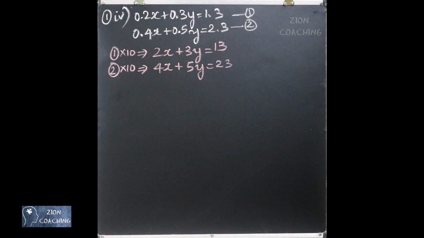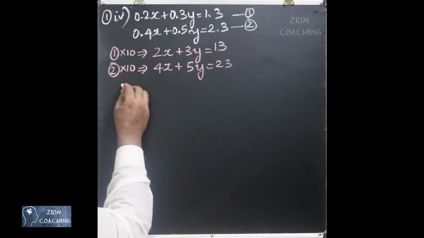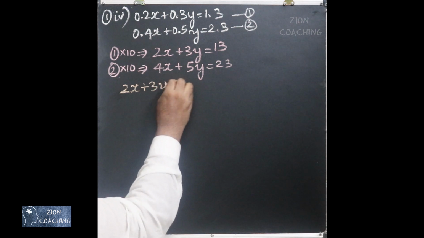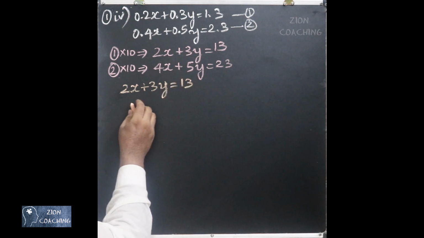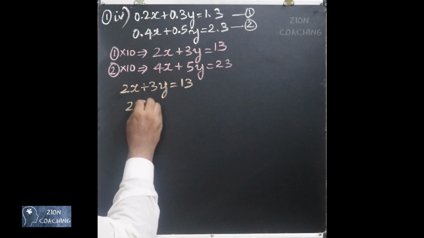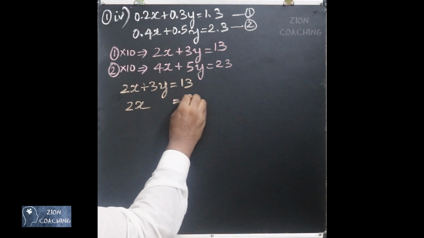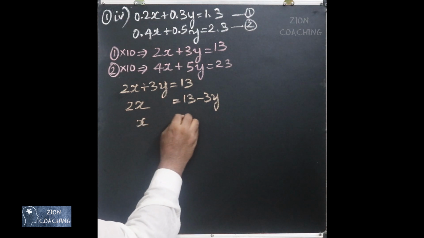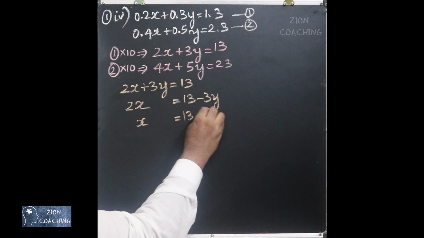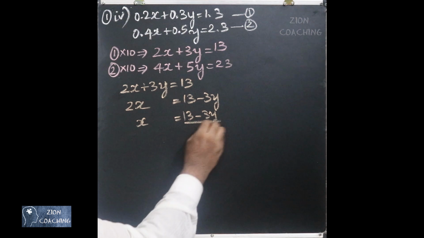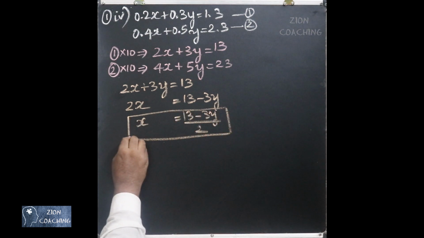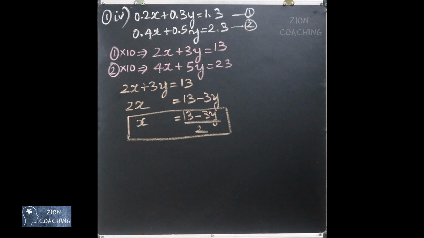Now, taking the first equation, we have 2x plus 3y equal to 13. So, 2x equal to 13 minus 3y. So, your x value is going to be (13 minus 3y) by 2. We are going to substitute this in the second equation.